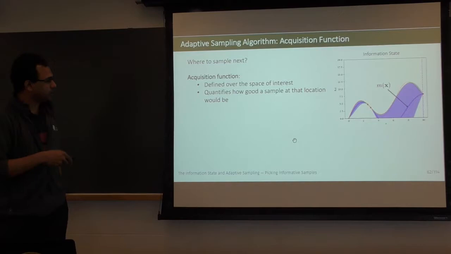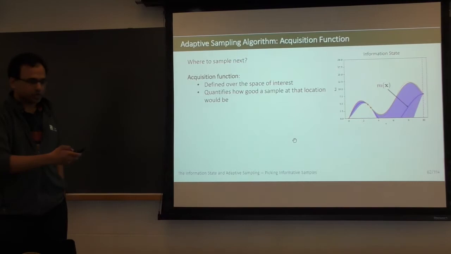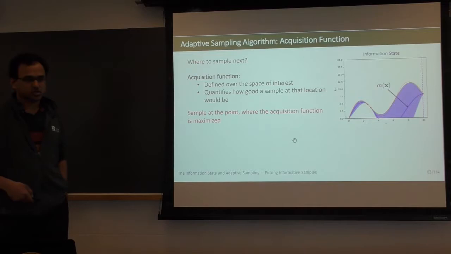So you define what is called an acquisition function. An acquisition function is defined over this space of interest, in this case 0 to 8, and it quantifies how good a sample would be at a given location. And what you would do is sample at a point where the acquisition function is maximized.